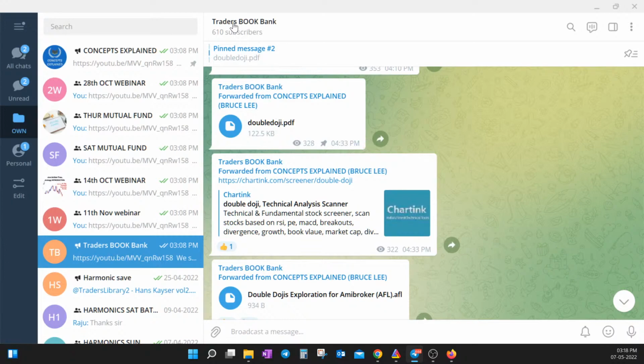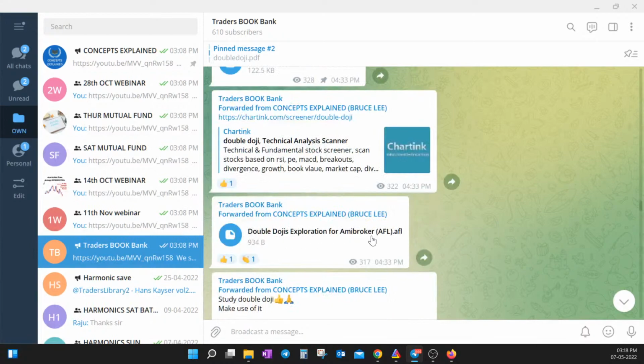Okay, so on Traders Bootcamp you can find the PDF study material of double doji, the screener, that is the charting screener, as well as an AmiBroker scanner. This is an AFL code wherein it scans on AmiBroker software. It scans and gives you a list of stocks which are into double dojis.